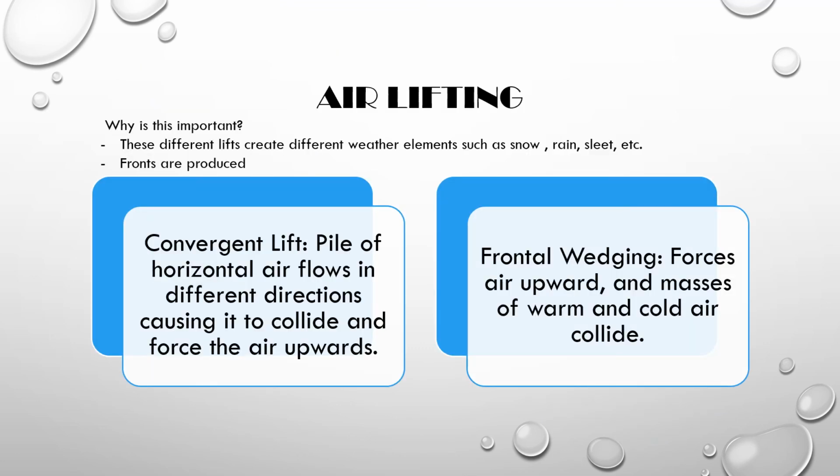The final topic I'm going to be discussing is air lifting. Why is it important? These different kinds of lifts in air create different weather elements, such as snow, rain, sleet. This is also how fronts are produced. Convergent lift is a pile of horizontal airflows in different directions. They cause it to collide and force the air upwards. Frontal wedging forces the air upward, and masses of warm and cold air collide.